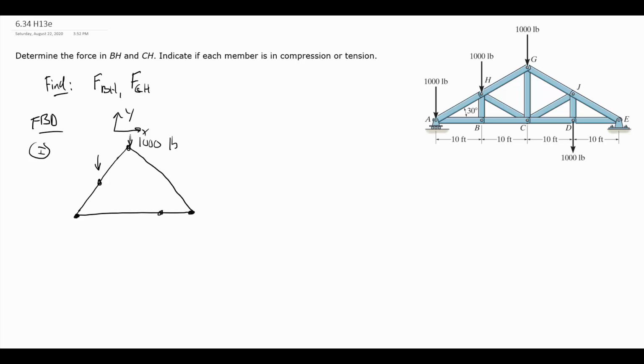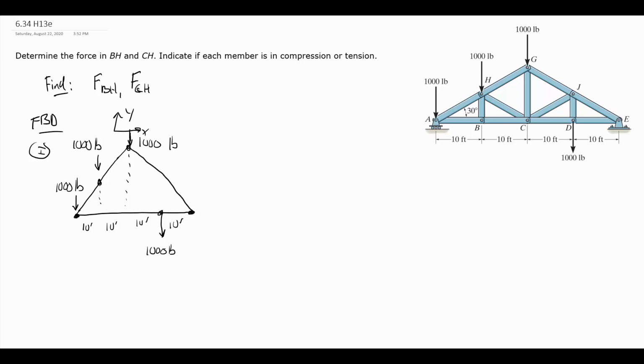So I have a couple of these 1,000-pound loads at A, H, and G, and one at D. And these are all 10 feet apart. And we will have our support reactions as well.